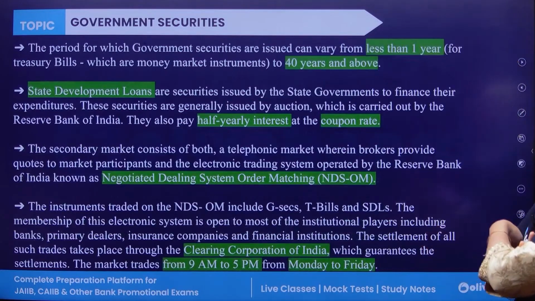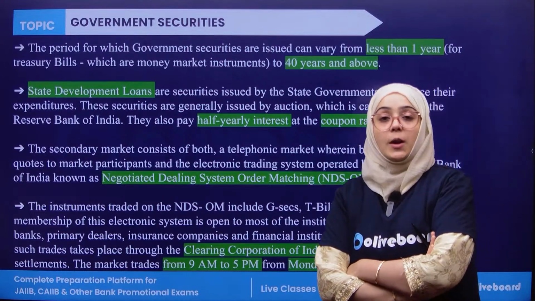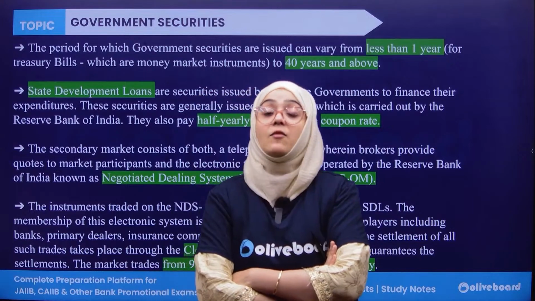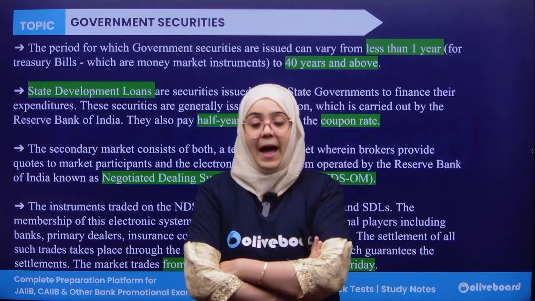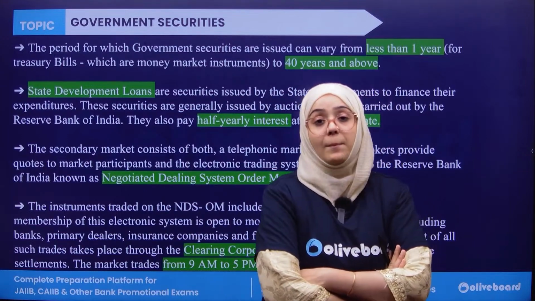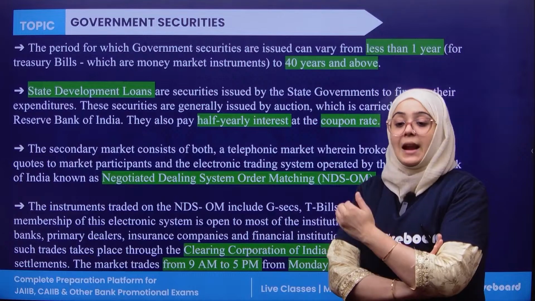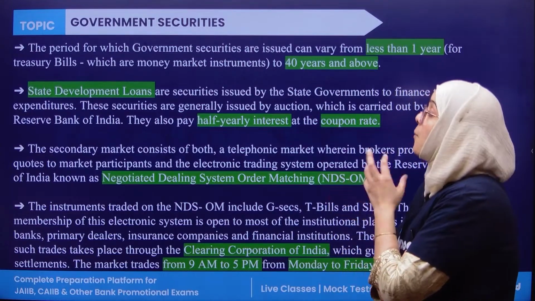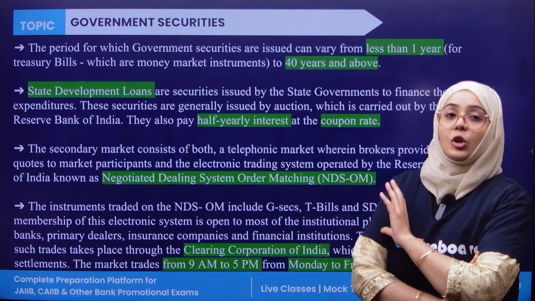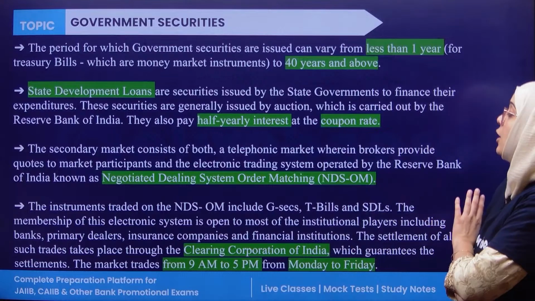Next, government securities can be issued for a period of less than 1 year and for a period of up to 40 years and even above. These are short term as well as long term. Short term, for example, treasury bills, which are issued for 3 periods: 91, 182, and 364 days. So there are those less than 1 year, and those of more than 1 year, up to 40 years and above. So investment in government securities can be short term as well as long term.